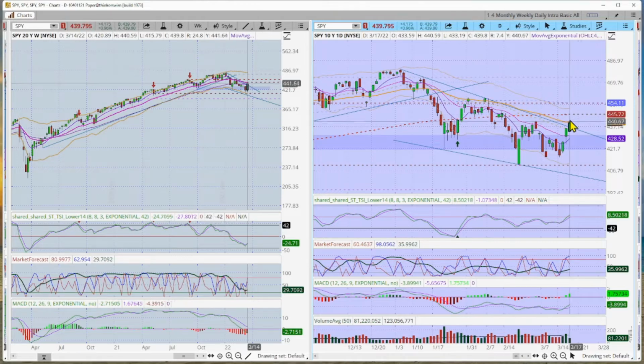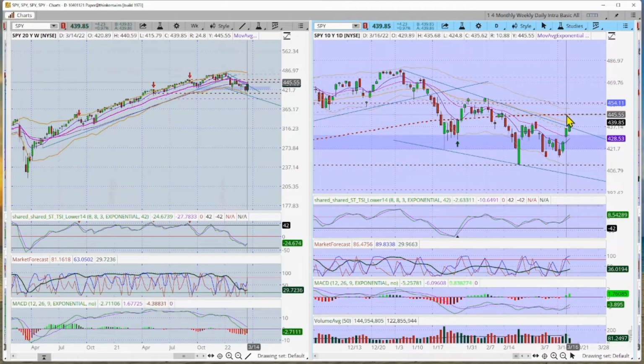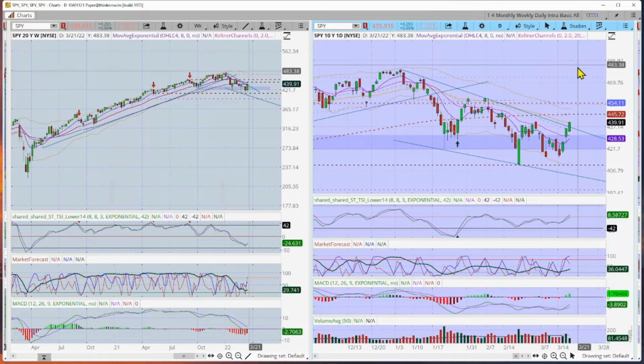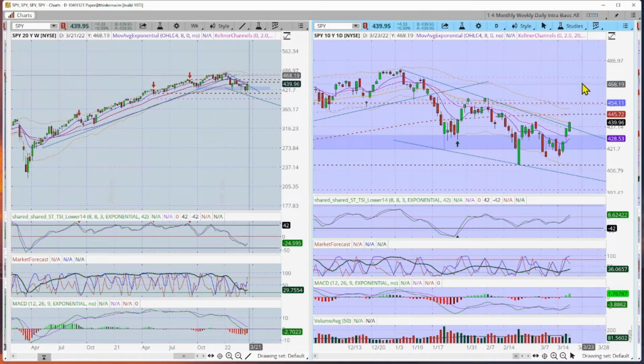Now, are we going to press through that, and then where's its next level of potential resistance? Well, up here at the 200-day moving average. You have to remember, price action is still below the 200-day moving average. So a positive for the S&P is that we are breaking out.